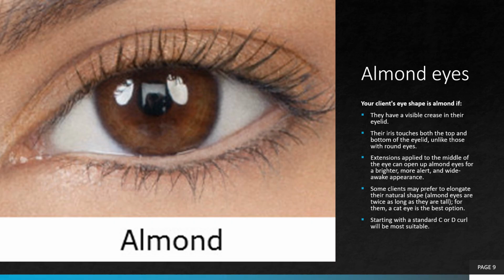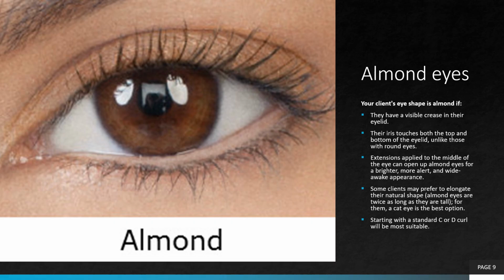For clients with almond eyes, applying extensions to the middle of the eye can enhance the natural shape, making the eyes appear brighter, more alert and more awake. This placement opens up the eyes and draws attention to their natural beauty.